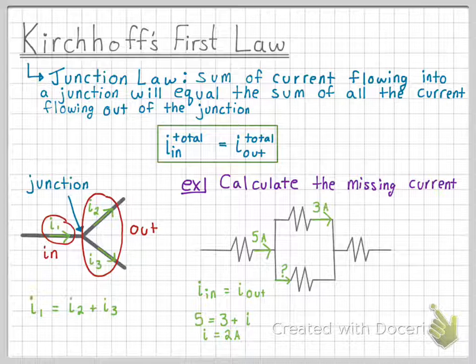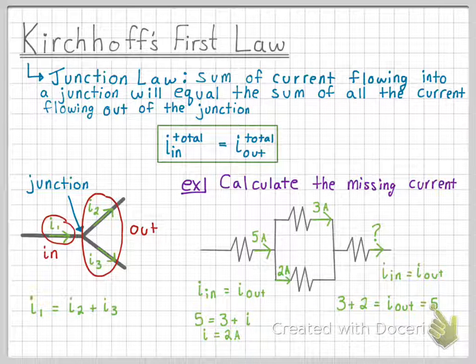Now it could be asked, what is the current flowing out of this junction where the 3 amp and the 2 amp wire come together? So we know that the 3 amps and the 2 amps are going to be coming in, and we're looking for this unknown current coming out, which, just like before, is going to be equal to 5 amps.